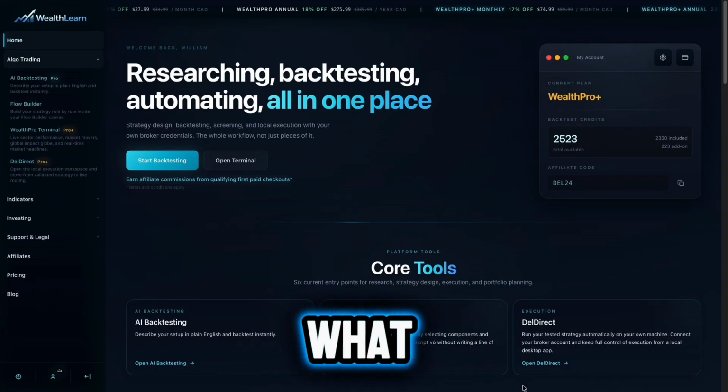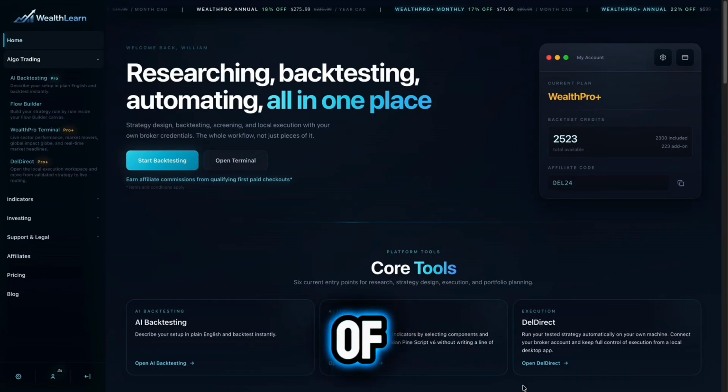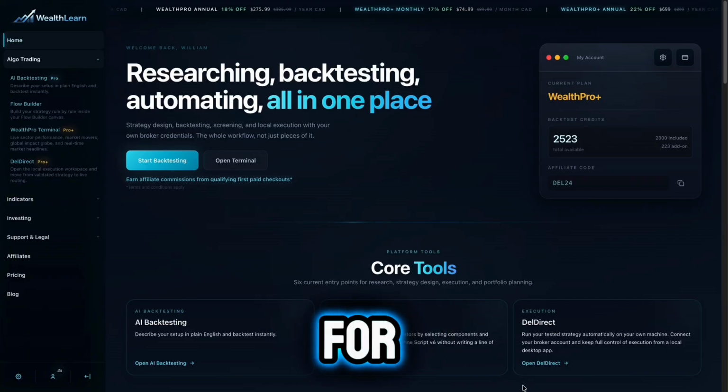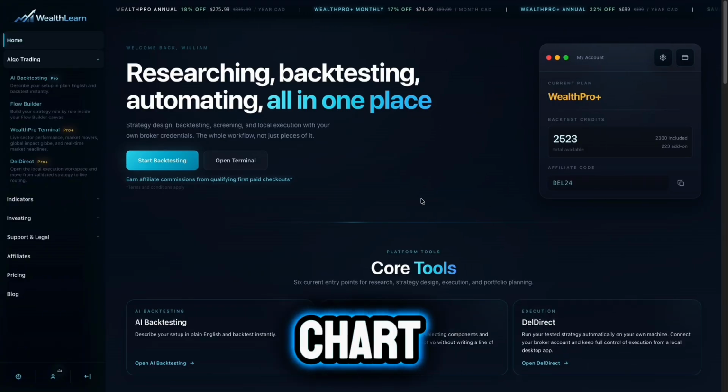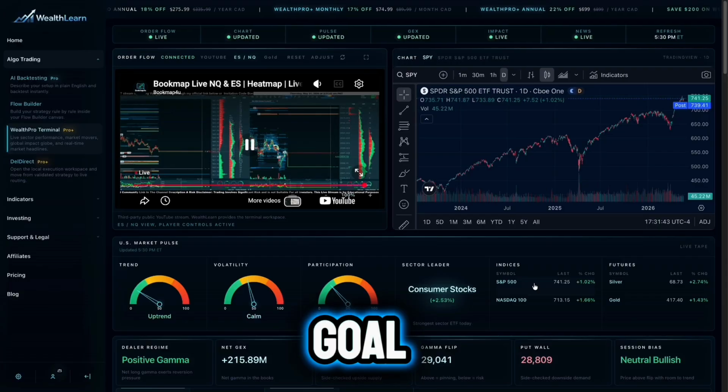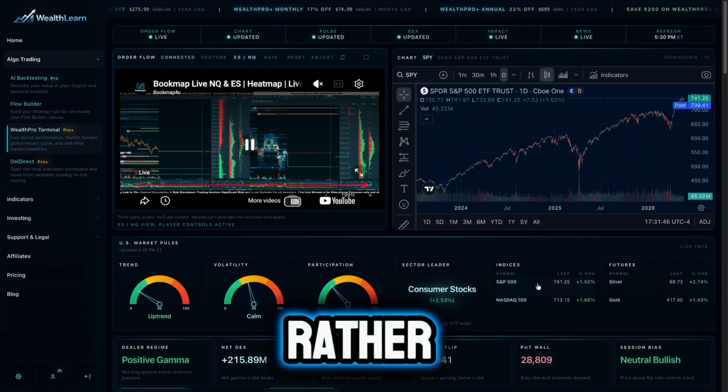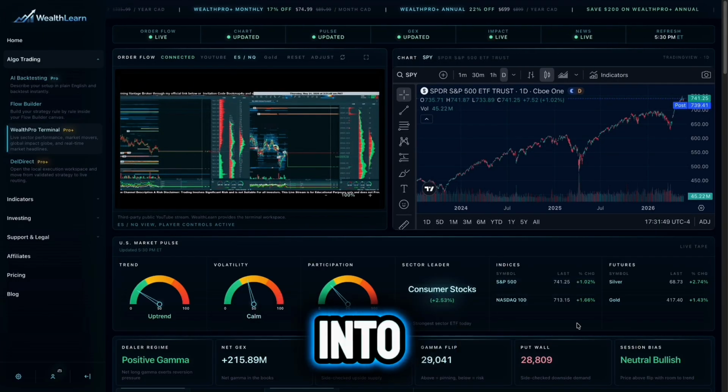Now, that out of the way, what is the first thing I am doing when I wake up, roll out of bed, brush my teeth in pre-market, waiting for the open? Before I even open up a TradingView chart, I'm checking the Wealth Pro Terminal, and the goal is not to predict what's going to happen today, but rather understand what kind of market I'm walking into even before New York opens its doors.